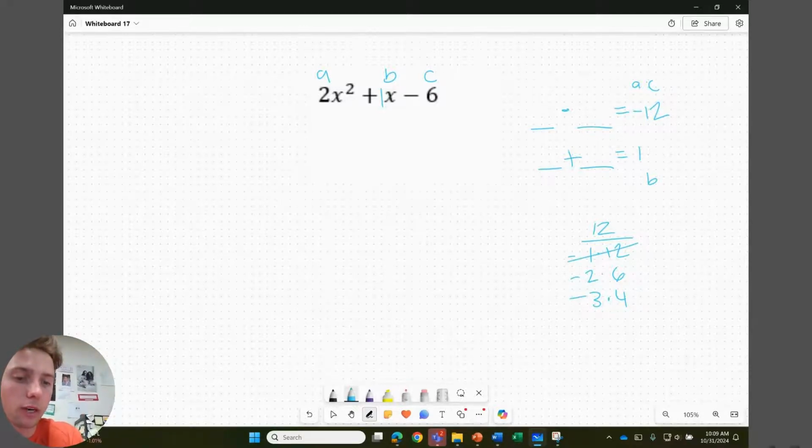Negative 1 and 12 would not work. Negative 2 and 6 would not work. The 2 values we find that work are negative 3 and 4.